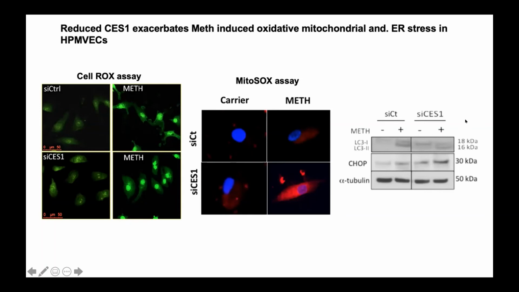Along with that, we also saw the effect of methamphetamine and SES1 knockdown in microvascular endothelial cells in terms of autophagy and in terms of ER stress proteins, which are CHOP. And we found that there is an increase in both LC3B and also the CHOP protein, suggesting that there is some endoplasmic reticulum stress that is also happening in these cells.